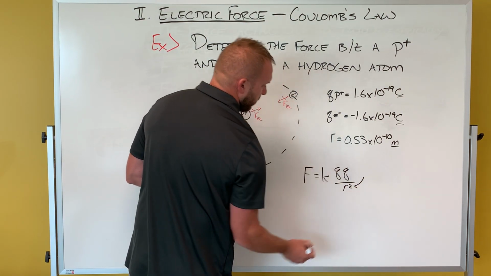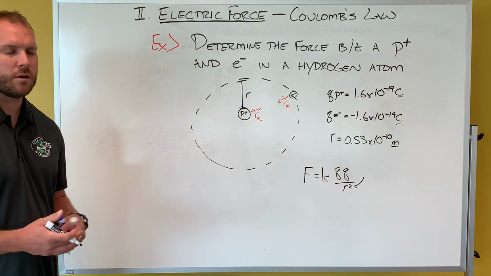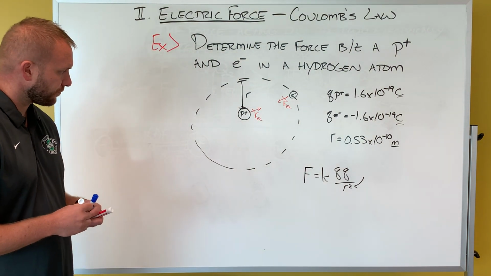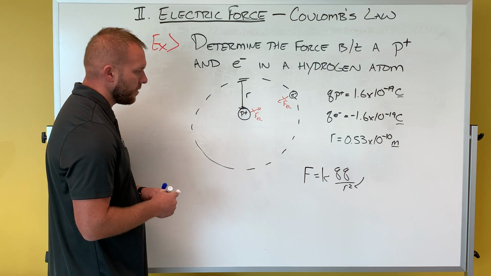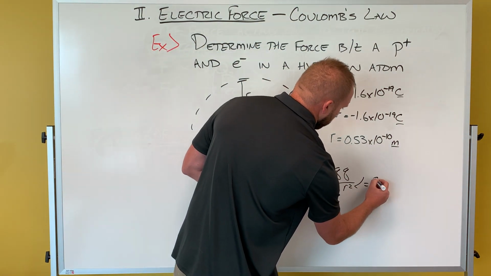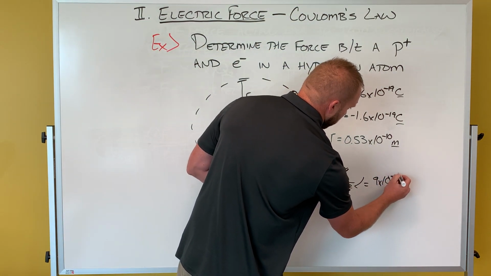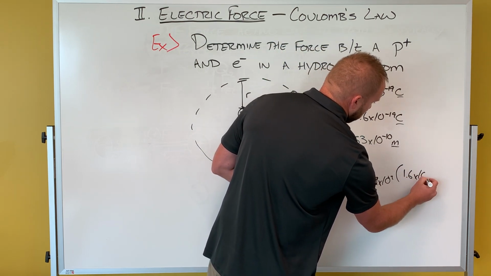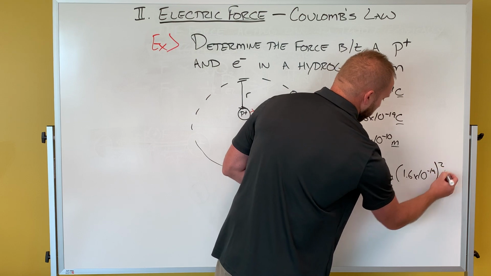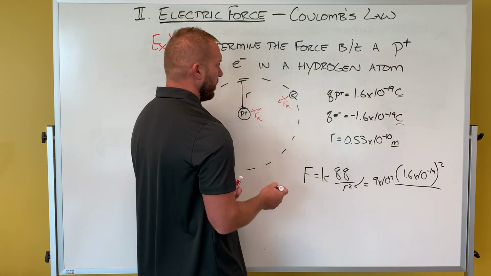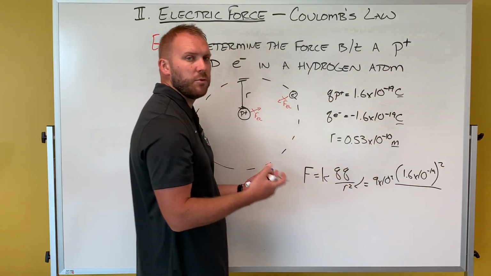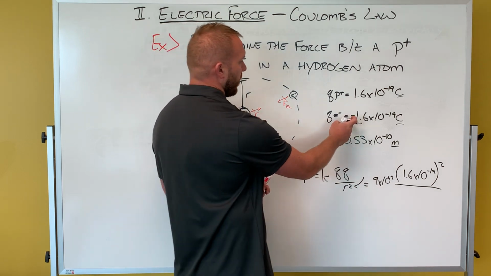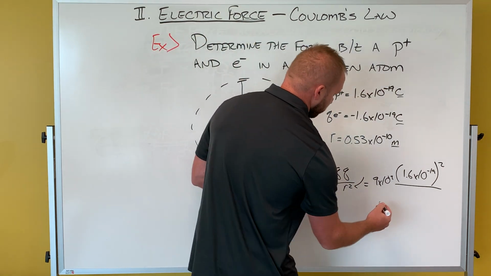Remember, this is squared. Common mistake that people make. We need to make sure we square that. Plugging that into my calculator, 9 times 10 to the 9, 1.6 times 10 to the negative 19. This is actually going to be squared, 1.6 times 1.6. And remember, this is actually the absolute value, so we really don't need to worry about one's positive and one's negative.